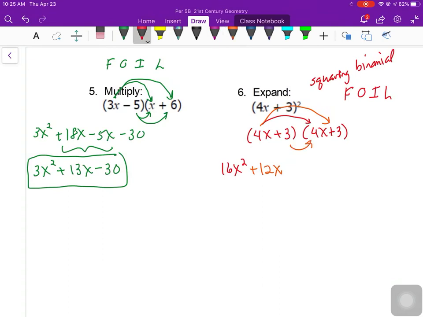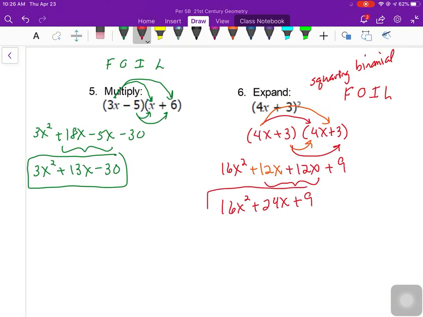Inside's 3 times 4x would give me another 12x. And last, 3 times 3 gives me 9. Yet again, these are like terms. 16x squared plus 24x plus 9.